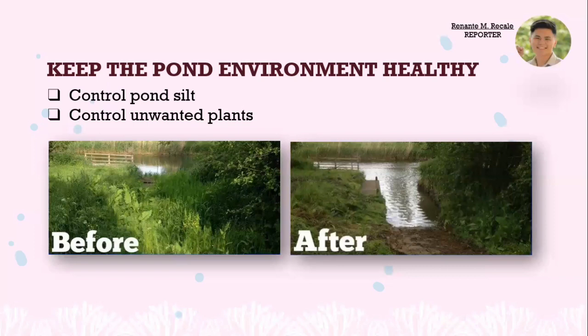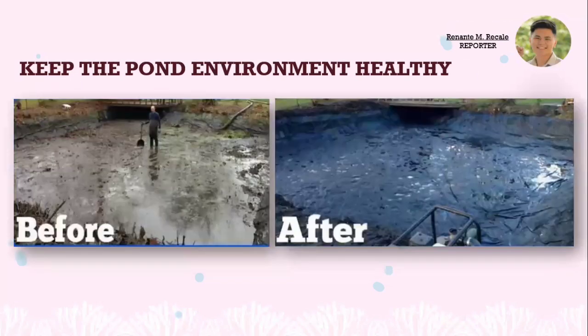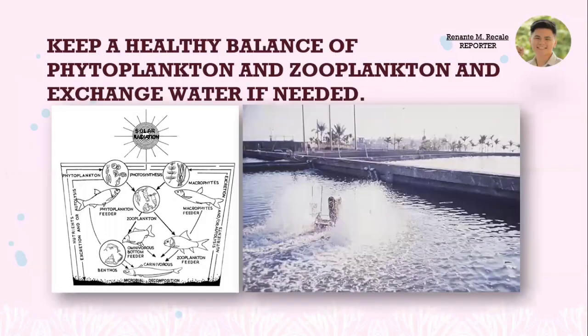using herbicides. Determining which of these techniques to use involves considering the target weed species, fish production objectives for the pond, secondary water uses, and the cost of treatment options. So in this picture, depicting the silt removal in a fish pond, the before and after. Number three, keep a healthy balance of phytoplankton and zooplankton and exchange water if needed.